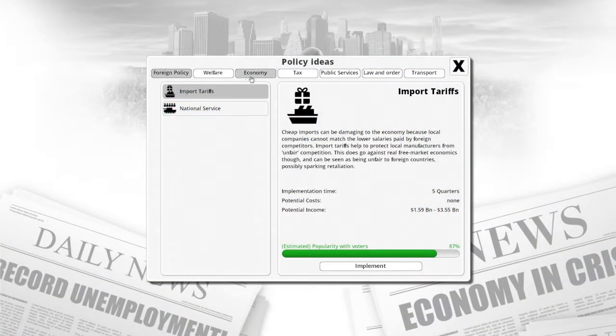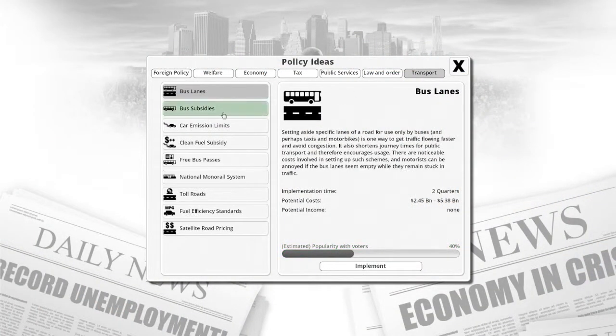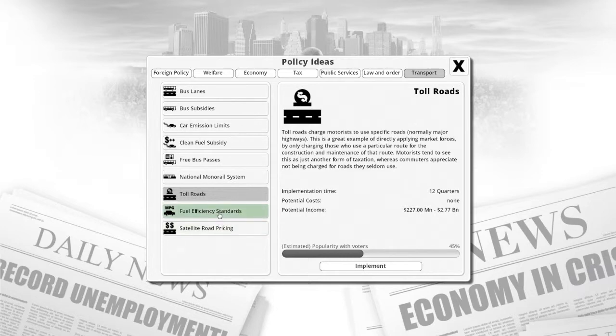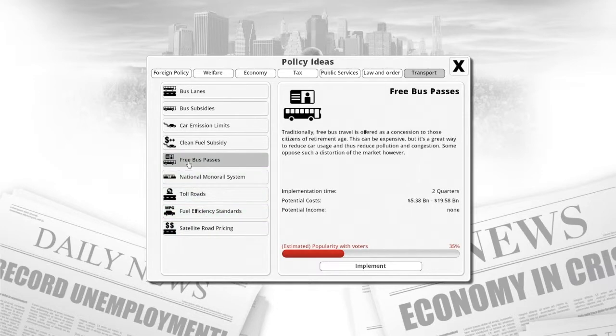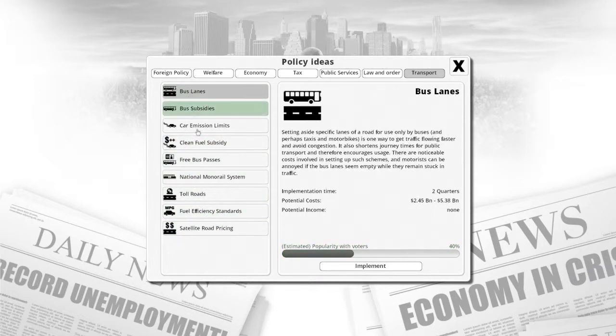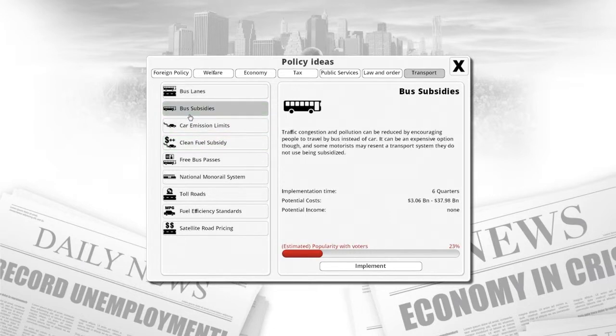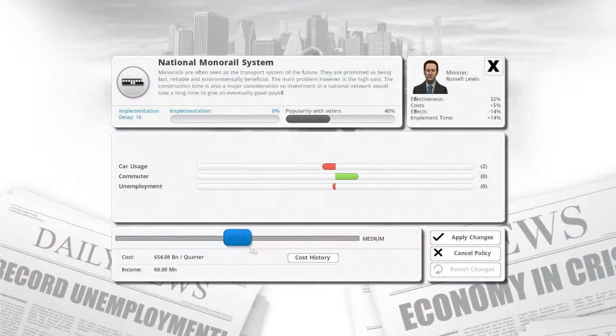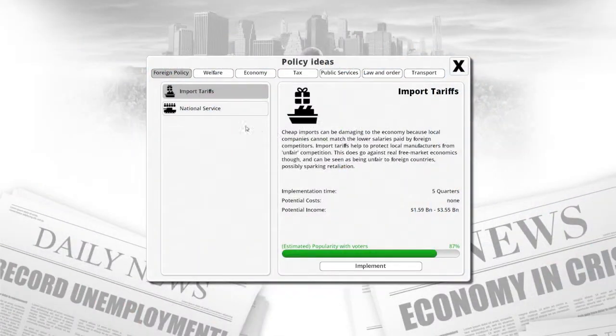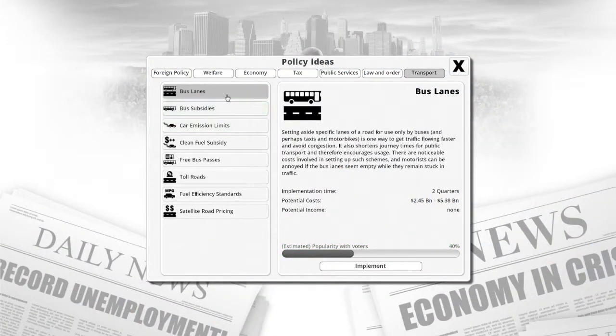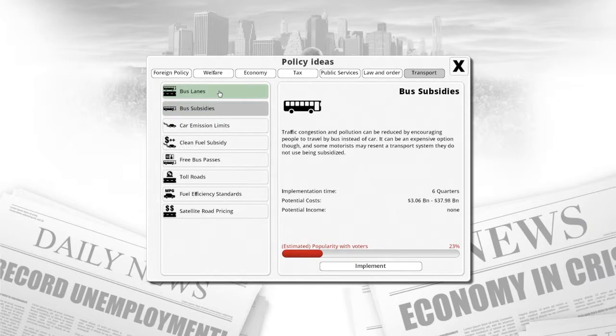And let's see, transportation. How can we do this? There's toll roads. See, I don't want to interfere too much with the free market, you know what I mean? Maybe bus lanes? Or bus subsidies. Maybe a national monorail system. That might be good. And again, it's in the budget, so why don't we do these bus lanes as well?